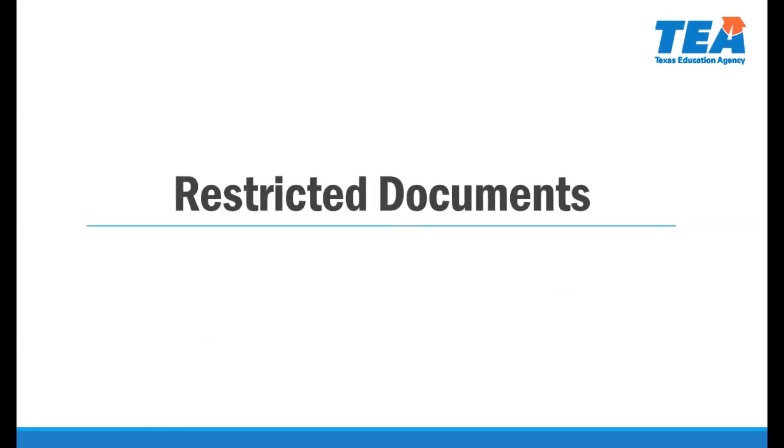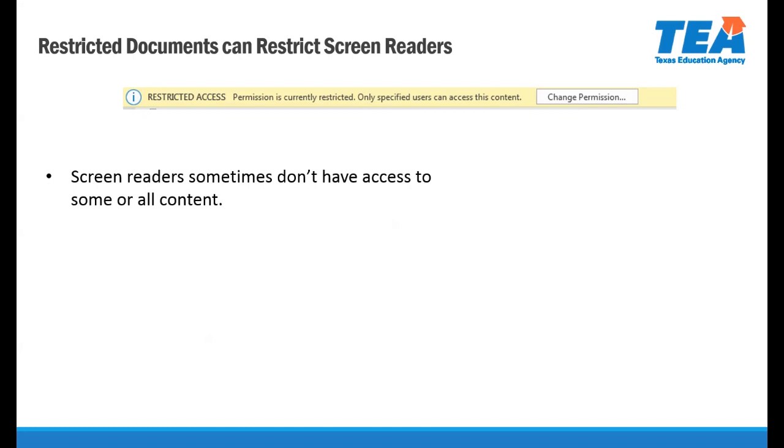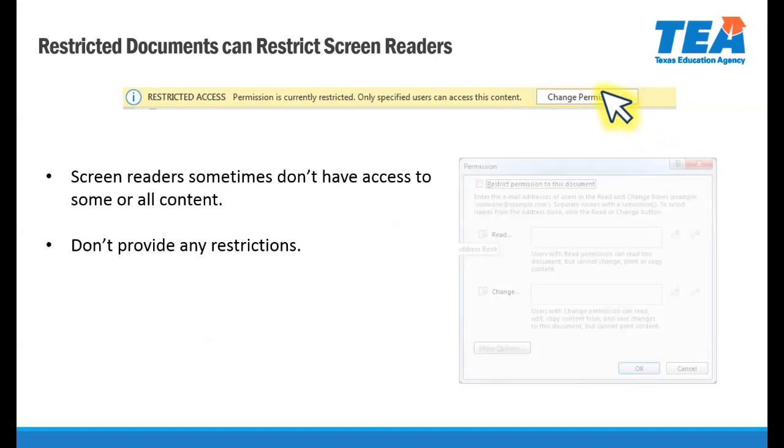Restricted documents can prevent screen readers from accessing content. Screen readers sometimes don't have access to some or all the content. It's suggested to not provide any restrictions. To remove restrictions, select the Change Permission button from the yellow ribbon and uncheck the Restrict Permission on this document checkbox.